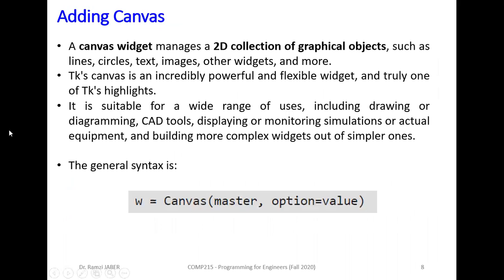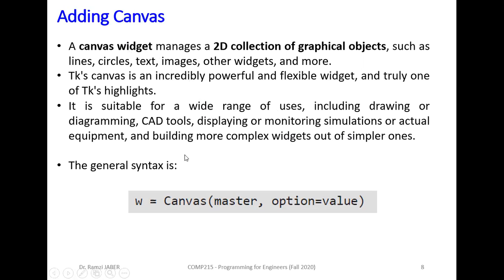So the canvas widget manages a 2D collection of graphical objects, such as lines, circles, any shapes you want. In canvas, we can draw any shape you want, or images, pictures, or others. It's an incredibly powerful and flexible widget, and truly one of Tk's highlights. It's suitable for a wide range of uses, including drawing or diagramming, CAD tools, displaying or monitoring simulation or actual equipment, and building more complex widgets out of simple ones. We can create widgets from canvas, so it's very powerful.